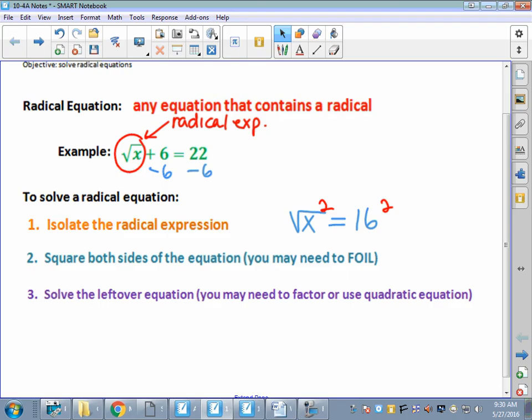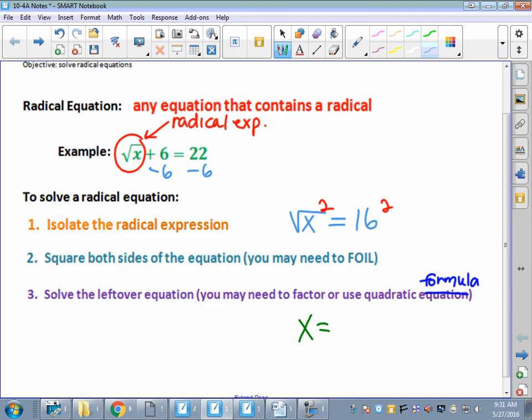And our last step, if we have a leftover equation, we're going to solve it. We could get back to quadratics, quadratic formula, or this should say formula, by the way, not equation. Either use the quadratic formula or factor. But in this particular example, we don't need to solve the leftover equation because the square root of x squared is x. 16 squared, we're just going to do the math. And if I'm remembering right, I think it's 256. Somebody check me and make sure that I am right.